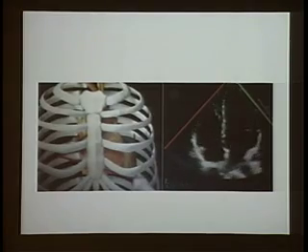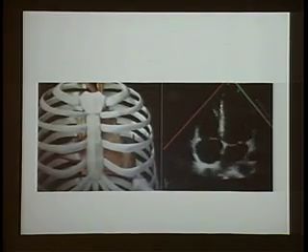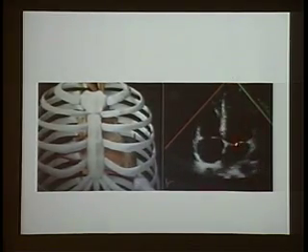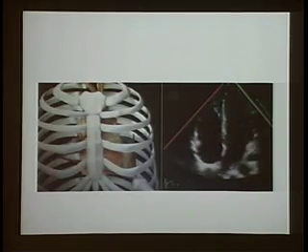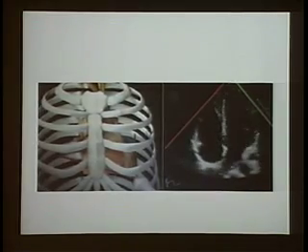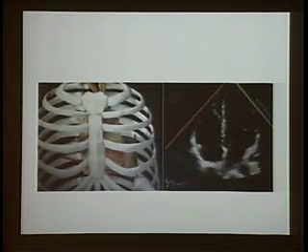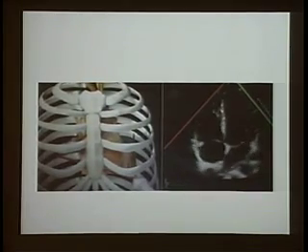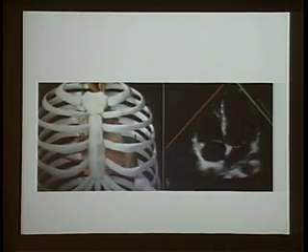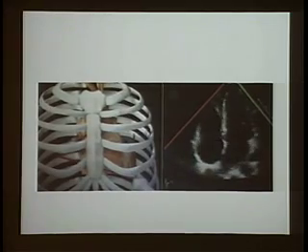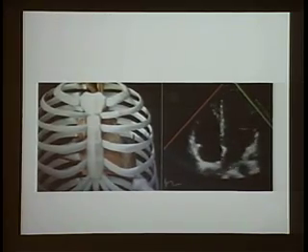And this is what you should get. If you happen to have the probe just at the apex of the heart, this is what you get. This is a 4-chamber apical view. Okay? It's actually a very powerful view. It allows you to understand what's going on with the heart in a simplistic fashion.